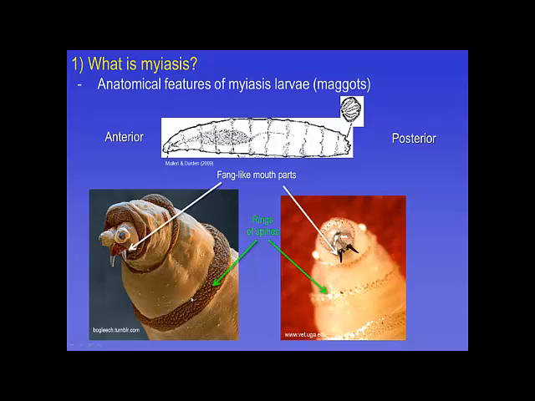So here again on this image you can see the orientation of these spines. So note that they project posteriorly. So they're small spines, but they're projecting backwards.